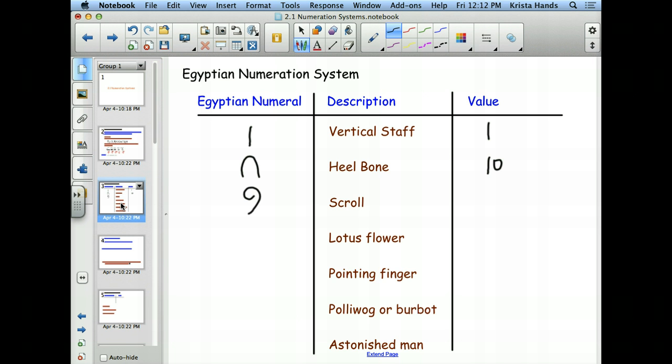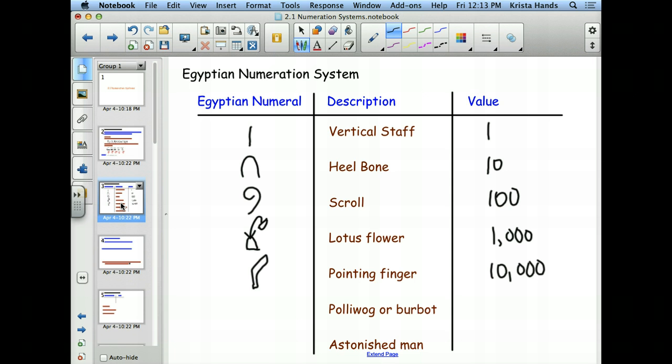The scroll looks like this. And the scroll has a value of 100. The next one's my favorite, the lotus flower. Looks something like that. I'm not an artist. And in keeping with the pattern, it has value 1,000. The pointing finger, which, I don't know, mine doesn't look very good, but it looks something like this when you draw it. Imagine it's not really pointing, it's sort of a bent finger. The pointing finger is worth 10,000.